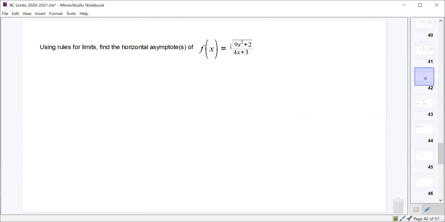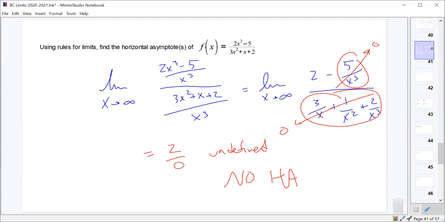Sorry, but will we have to find the slant asymptotes at any point? No. Okay, cool. I mean, you should know how to just divide. I mean, just do the long division and it tells you what it is. Drop the remainder, but no, you don't need to be able to find those. All right, thank you.